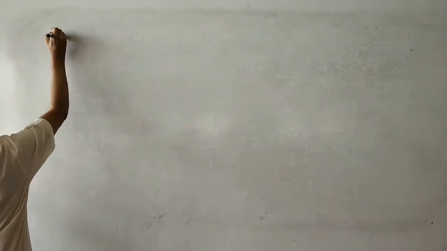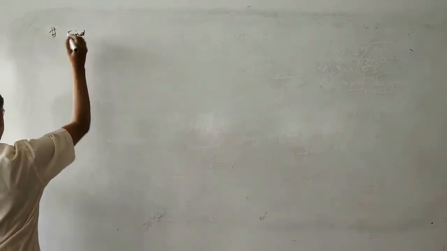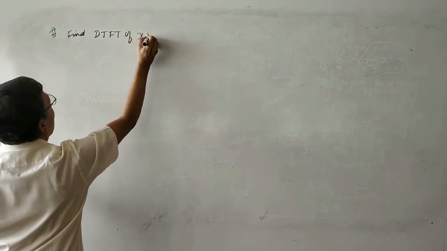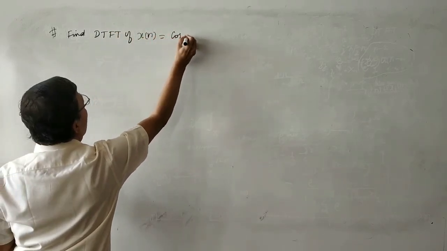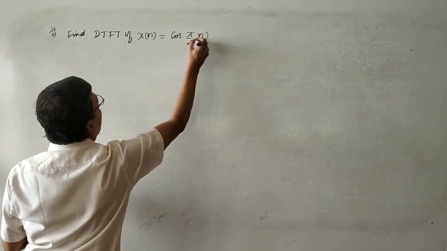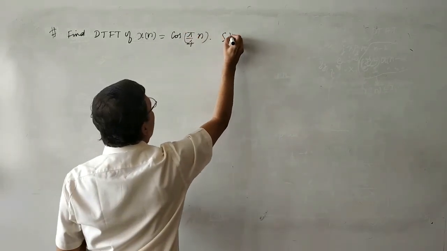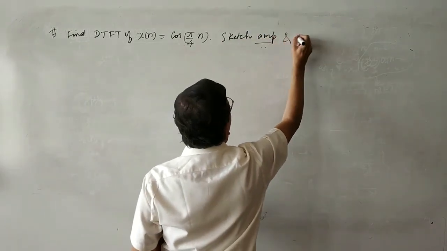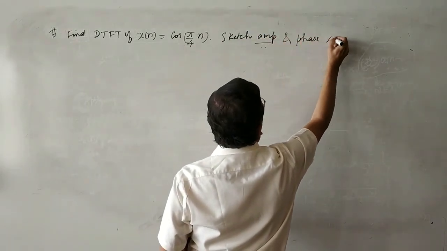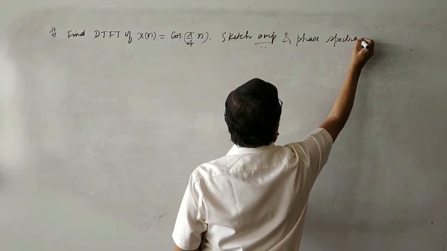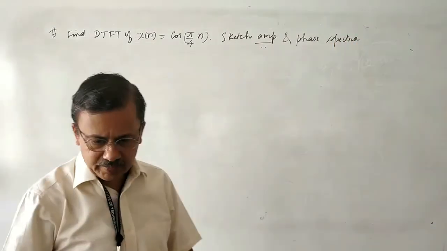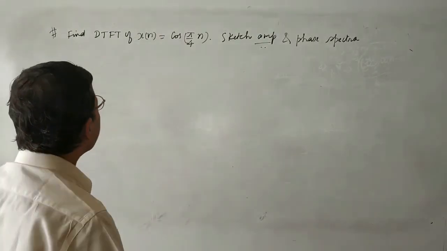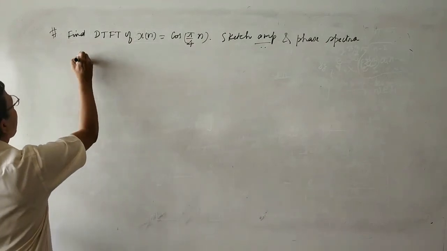Problem. Find the discrete time Fourier transform of x of n equal to cos pi by 4 into n. Sketch amplitude and phase spectra. Solution.